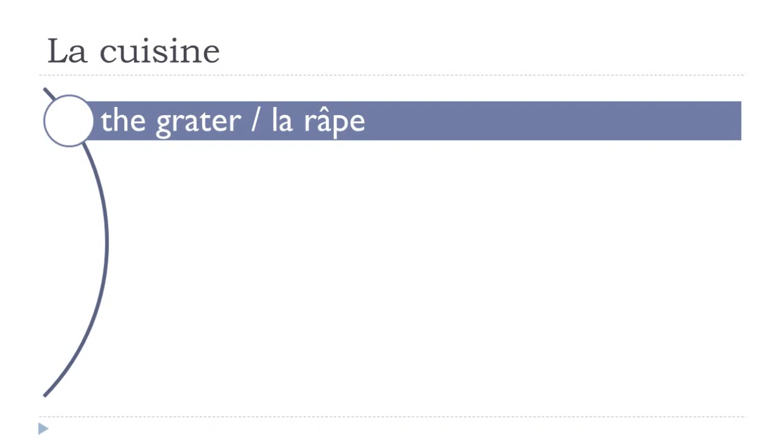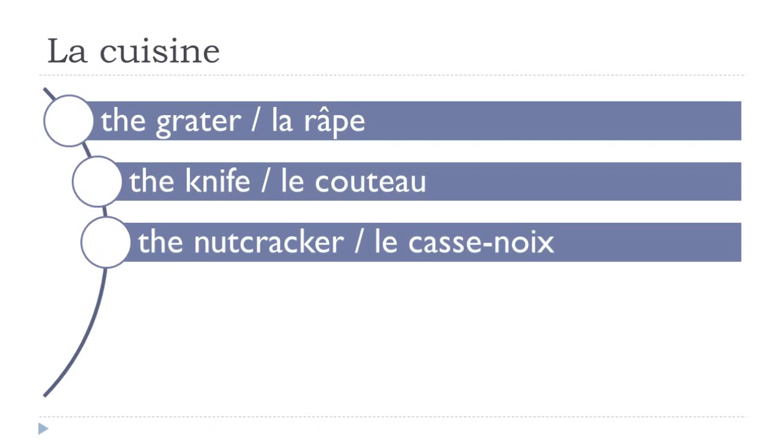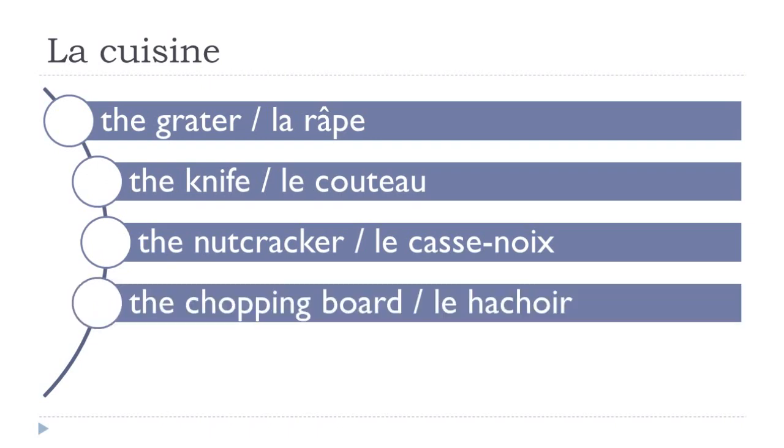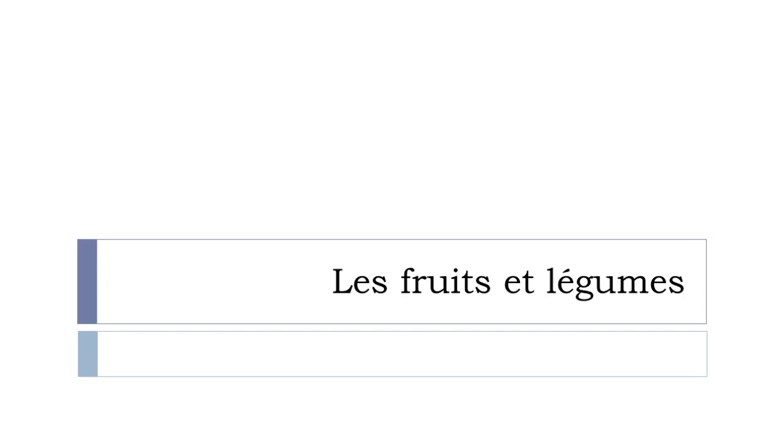La râpe. Le couteau. Le casse-noix. Le hachoir. Le rouleau à pâtisserie. Okay, let's see them. La râpe, le couteau, le casse-noix, le hachoir, le rouleau à pâtisserie. Les fruits et légumes, so fruits and vegetables.